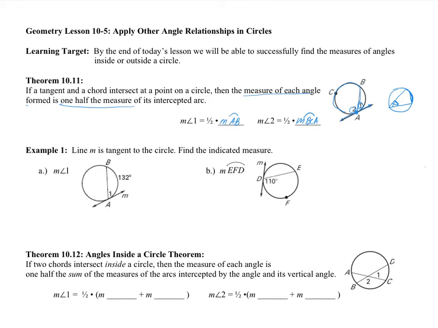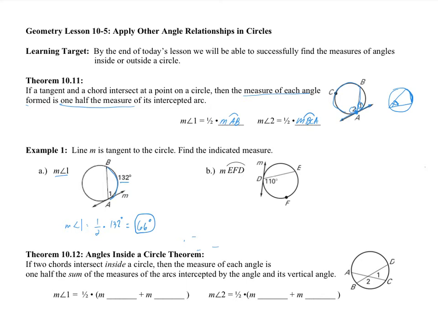So example 1, to apply this theorem, line M is tangent to the circle. Find the indicated measure. So measure angle 1 would just be equal to half times the measure of the intercepted arc, which is 132 degrees. And half of 132 degrees is just 66 degrees. So that would be your answer.